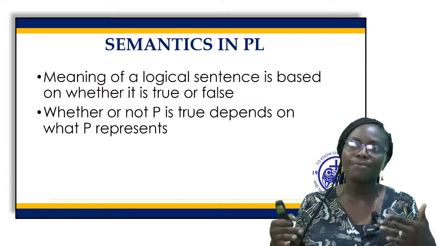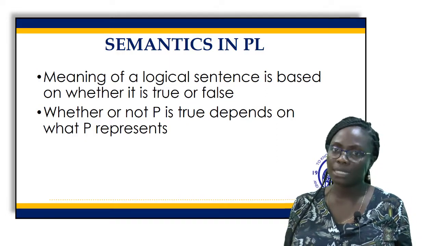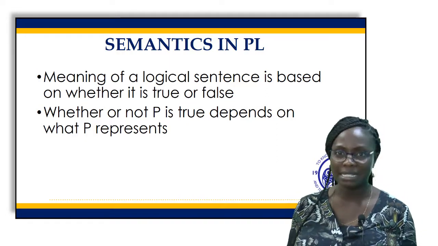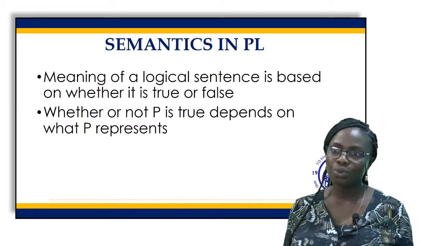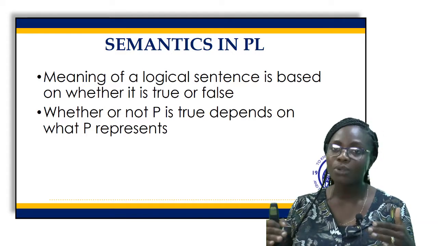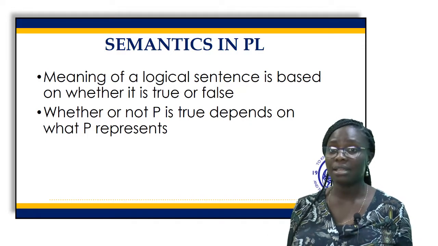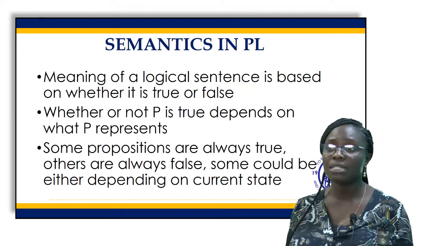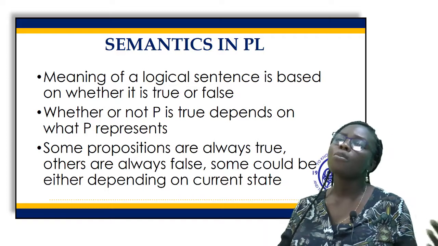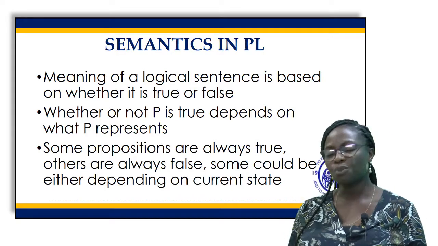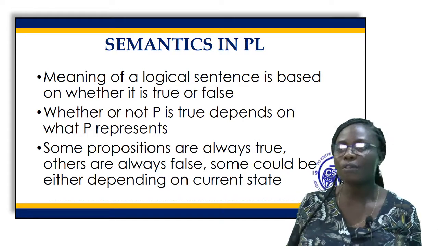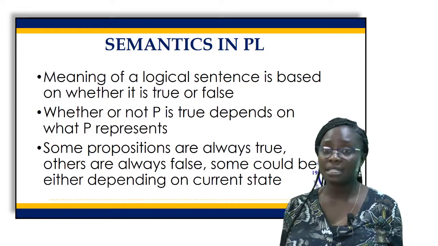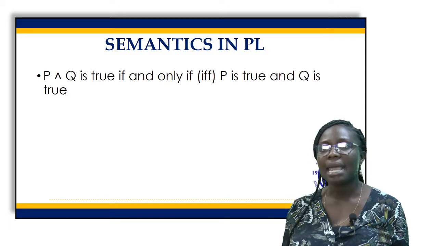Now, whether P is true or not depends on what P is. Again, whether P is true or false depends on what P represents. Some propositions will always be true and others will always be false. And some could be either true or false depending on the current state that an agent encounters.